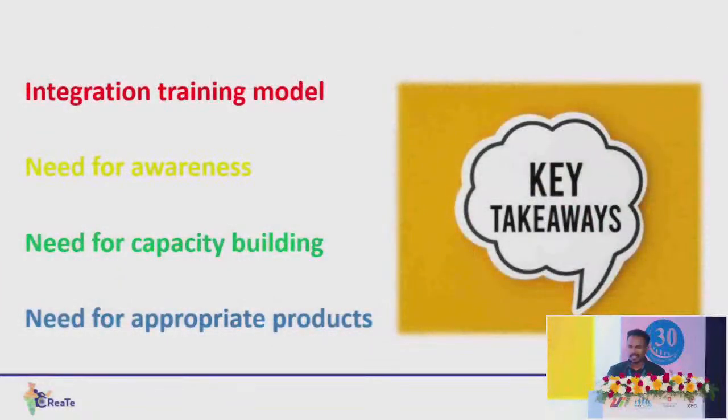So the key points to take from this presentation are the integration training model, need for awareness, need for capacity building, need for appropriate products. With years of efforts, we can see a positive change in the basic wheelchair service provision, but still the progress is very slow, especially in case of intermediate level. Need for capacity building for primary healthcare workers to the rehabilitation professionals. Product availability is one of the major concerns that has to be addressed. With this, I wind up this session.